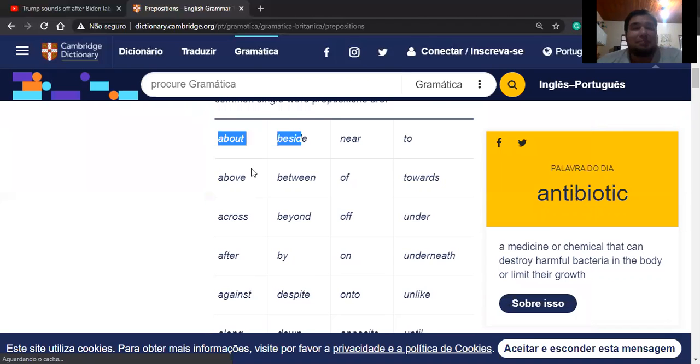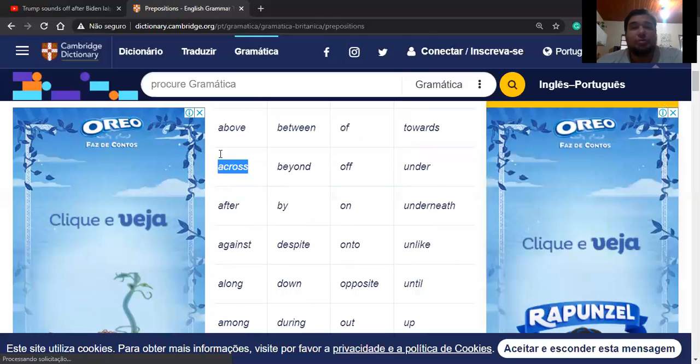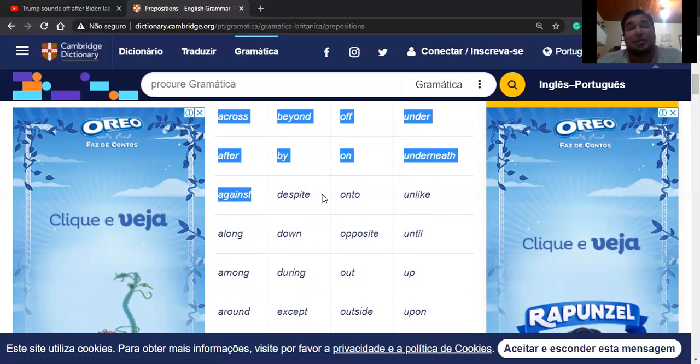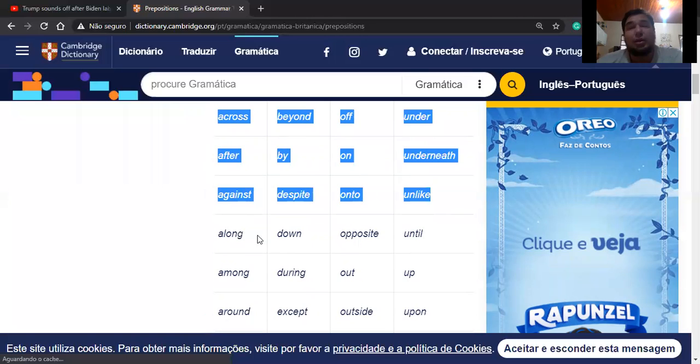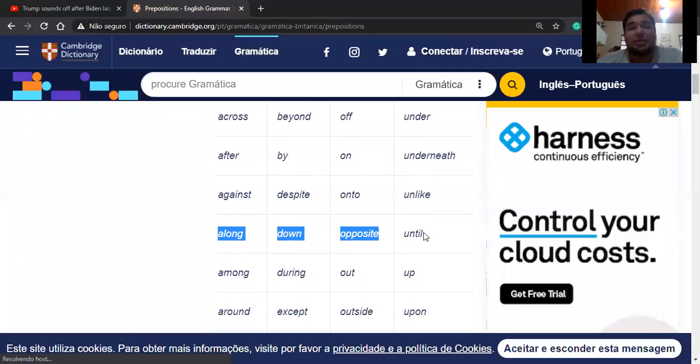About, beside, near, to. Above, between, of, towards. Across, beyond, off, under. After, by, on, underneath. Against, despite, onto, unlike. Along, down, opposite, until.